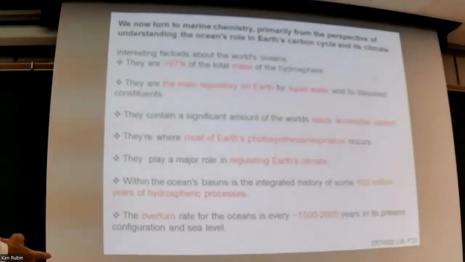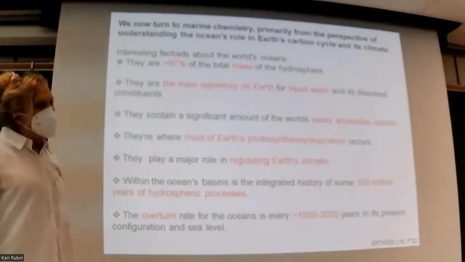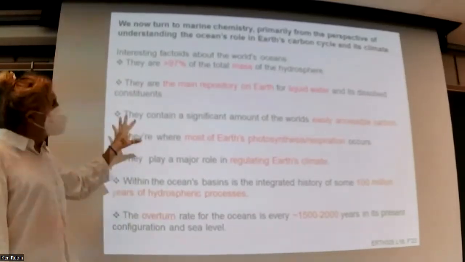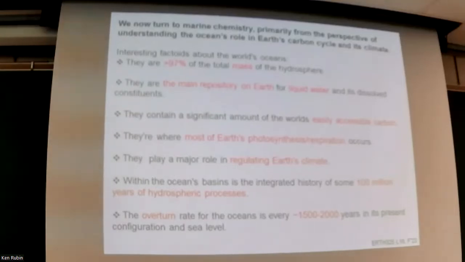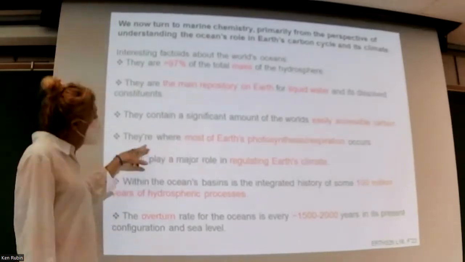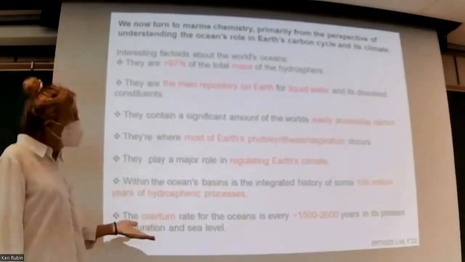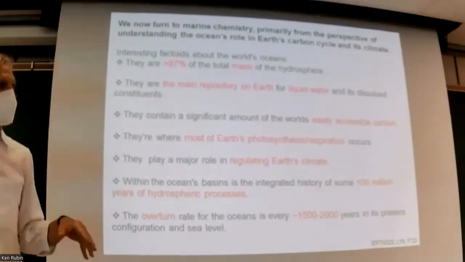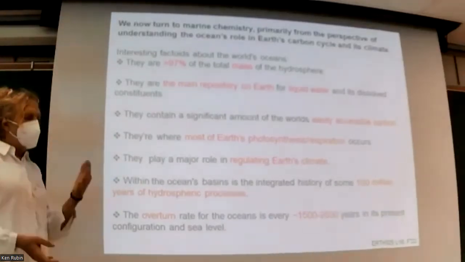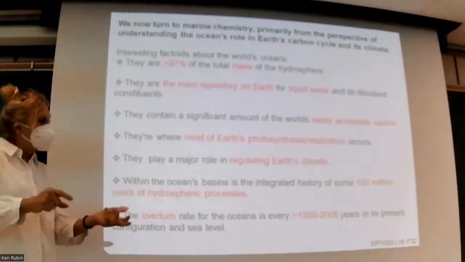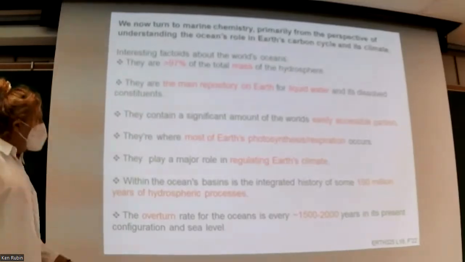So we talked about this before. They're the biggest part of our hydrologic cycle. They're the main repository for liquid water on Earth. They contain a significant amount of the world's easily accessible carbon, mostly as oxidized carbon. That's where most of Earth's photosynthesis and respiration happens. Okay? The ocean plays a significant role in regulating our climate, both in terms of heat distribution as well as how it affects the amount of greenhouse gases in our atmosphere, water, CO2, methane, etc.